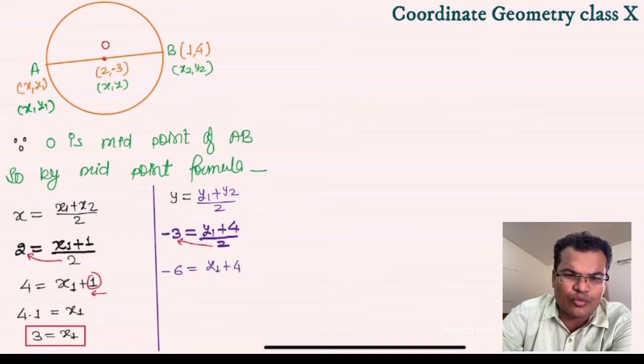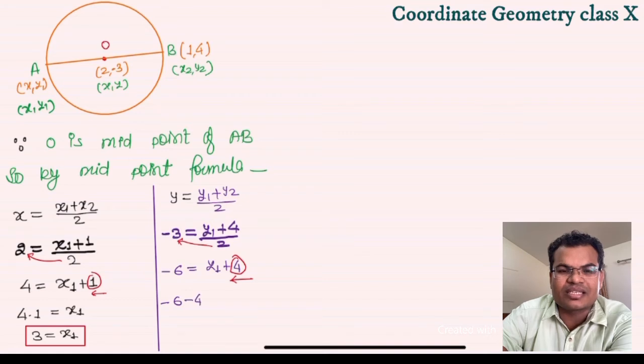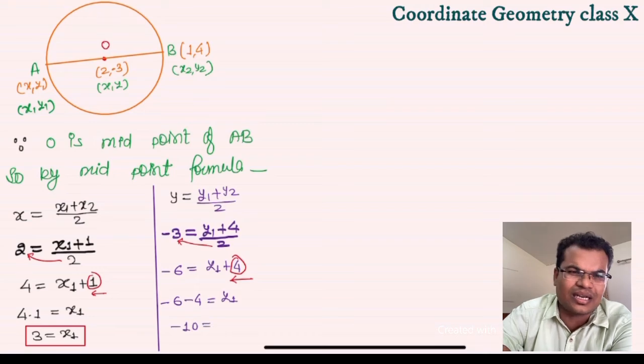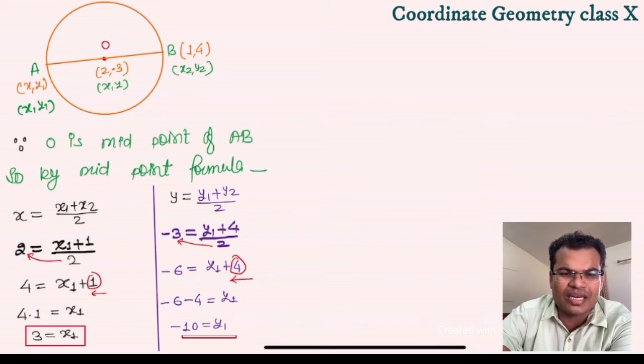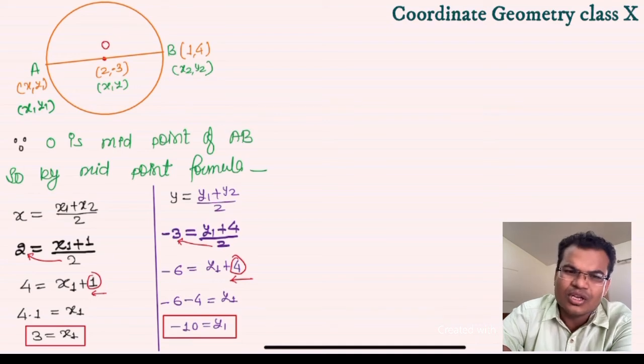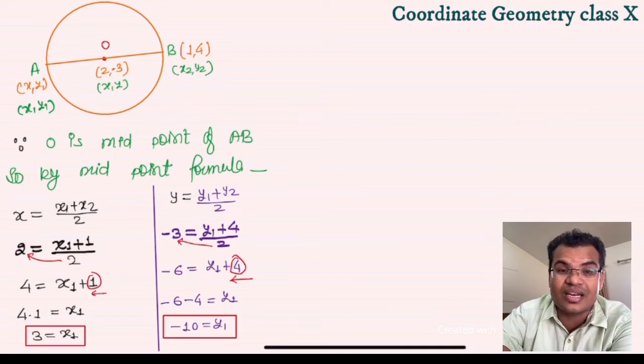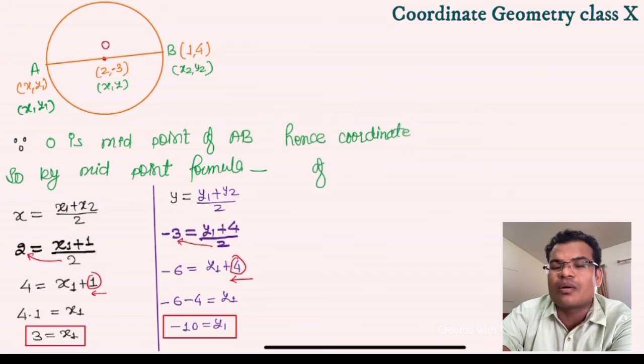This is the value of y1, so send this 4 to the left hand side. It will become minus 4, minus 6 and minus 4, that will be minus 10. So y1 is minus 10 basically. So the point x1 y1, where y1 is minus 10 and x1 is 3, is the coordinate of A. It comes generally in MCQ type questions also. It is very simple. Find the coordinate of point A, B or O, anything he can ask you in objective type. Its answer will be 3 comma minus 10. So the coordinate of point A, x1 y1, will be 3 comma minus 10.